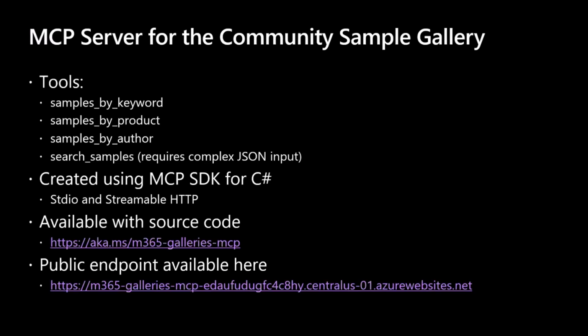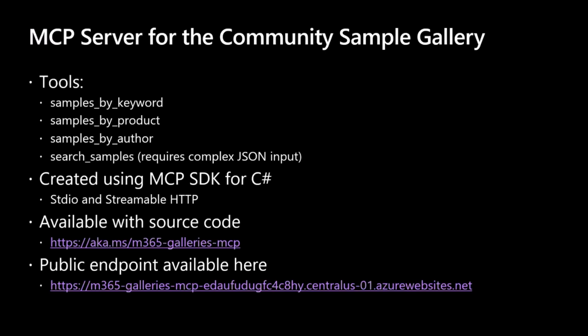And then you have the search samples tool, which will require a complex JSON input, and which will give you an open search model across all of the content that we have in the community sample gallery. I created this MCP server using the MCP SDK for C#, and it is provided in 2 different versions. We have the standard IO one and the streamable HTTP one.